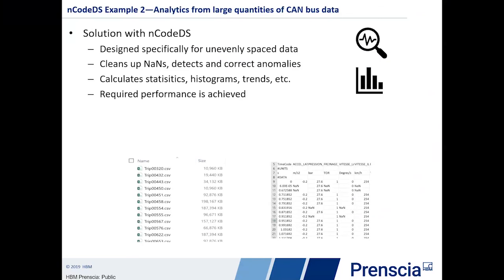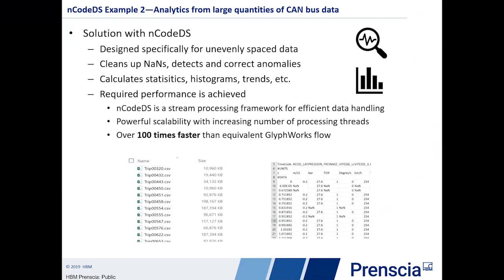Well, Encode DES is designed specifically for that type of data. It's designed specifically for unevenly spaced data. It also has functions built in for cleaning up not-a-numbers, so things that aren't numeric values, detecting and correcting anomalies. It has functions for calculating stats, doing histogram counting, such as rainflow, etc. And it also has been focused on achieving the required performance.